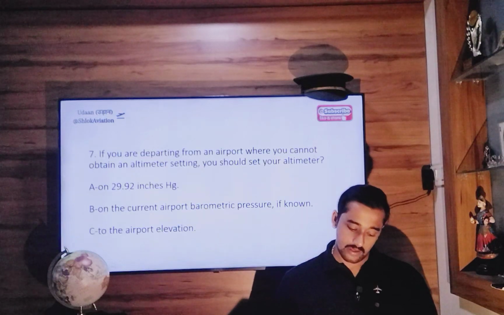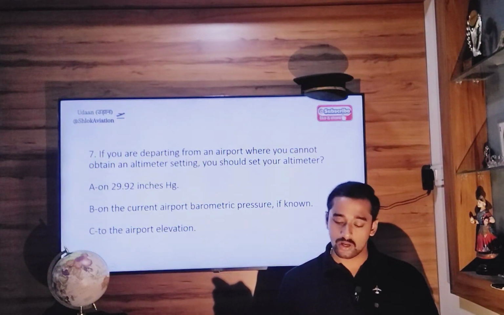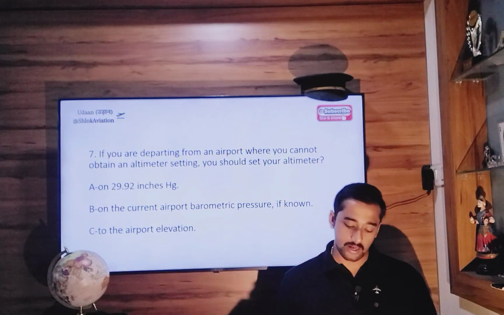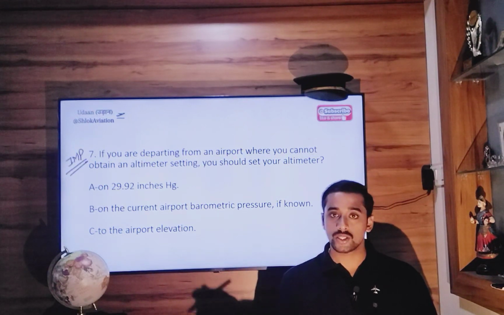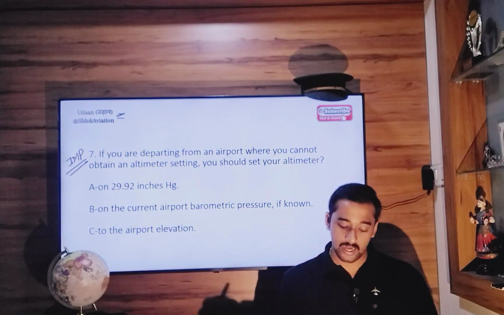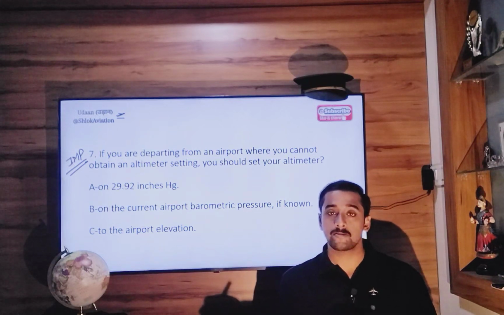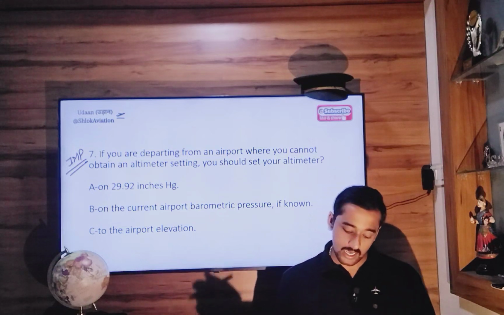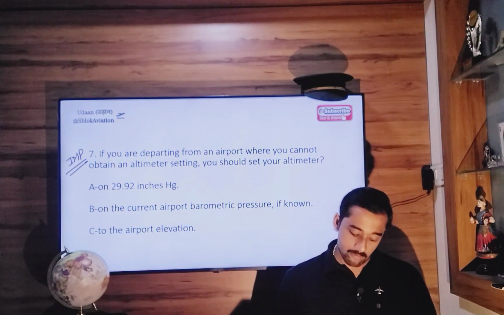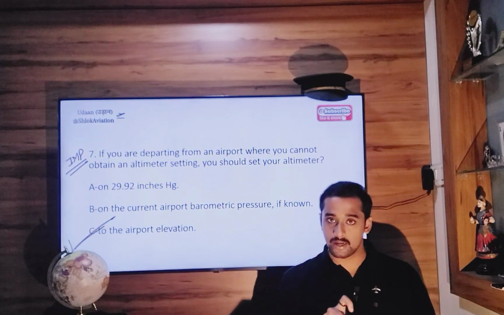Next, if you are departing from an airport where you can't obtain an altimeter setting, you should set your altimeter... Another very important question. Many uncontrolled airports do not have ATC towers or any other station nearby that can provide them with an altimeter setting. So, in such a case, you will set the airport elevation in your altimeter.